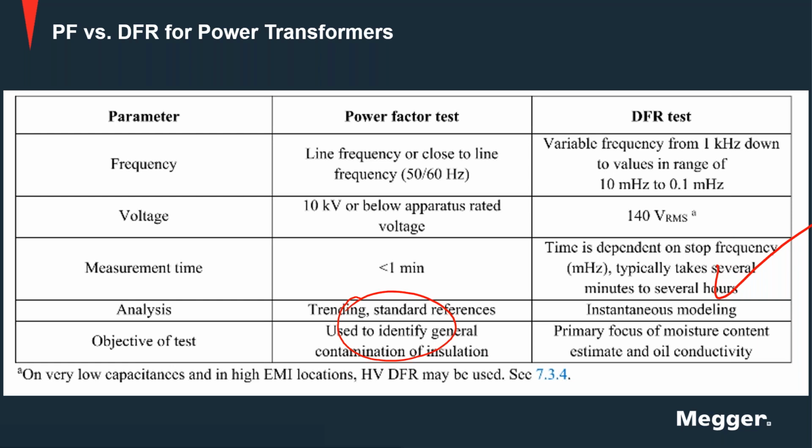Because if you have a high power factor value, the next question is, okay, so what's wrong? Is that my liquid insulation? Is that my solid insulation? Is that contamination? Is that partial discharges? What is the problem? You get the trigger. And then when we're looking into DFR, you're definitive on your assessment. You can say the problem is in the liquid insulation or the problem is in the solid insulation.